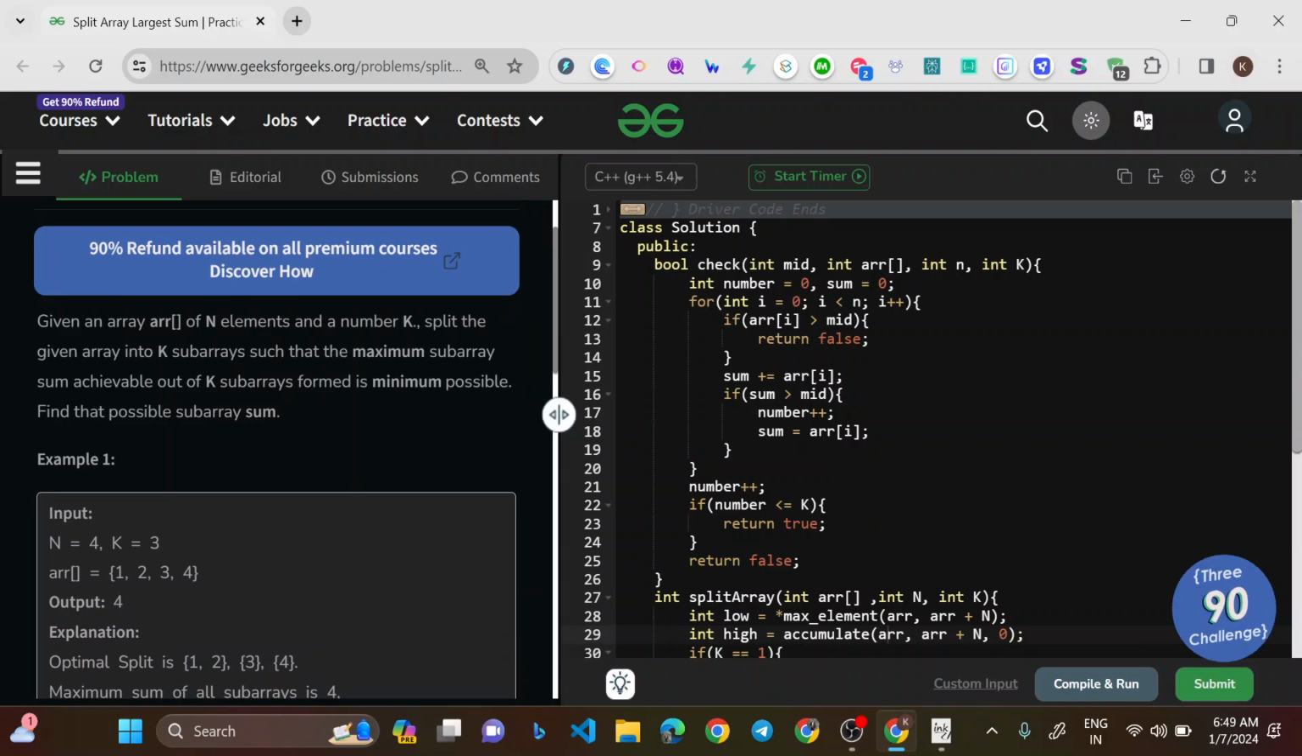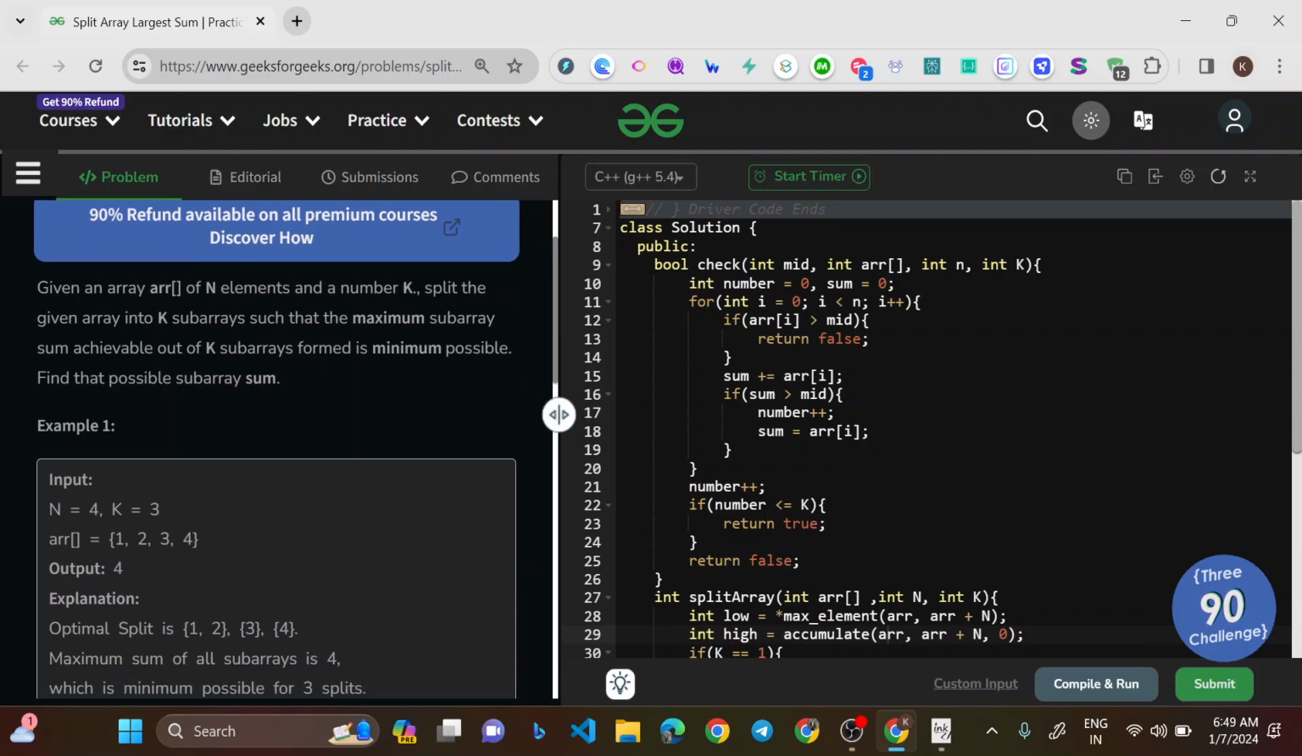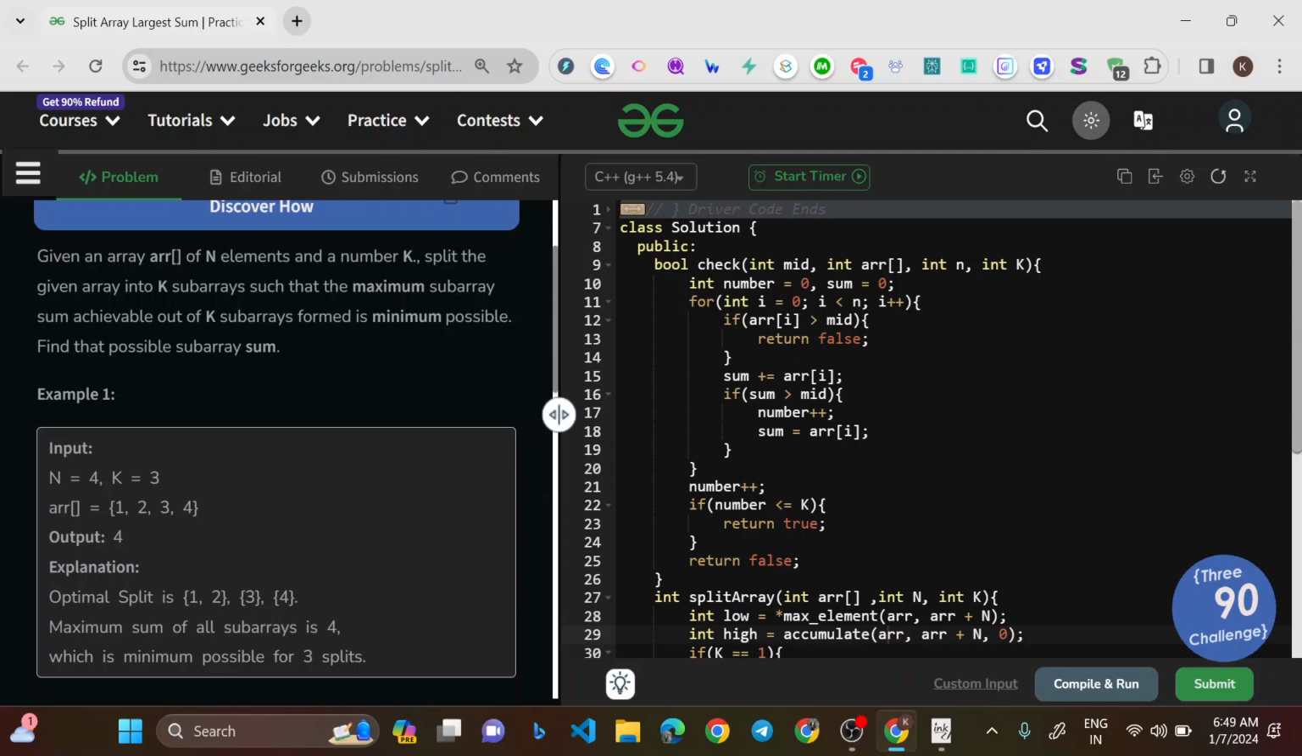Given an array ARR of n elements and a number k, split the given array into k subarrays such that the maximum subarray sum achievable out of the k subarrays formed is minimum possible. So find that possible subarray sum. Okay, that is a pretty straightforward question.